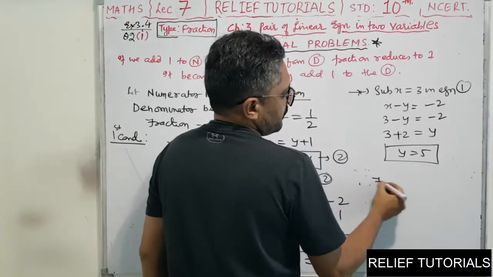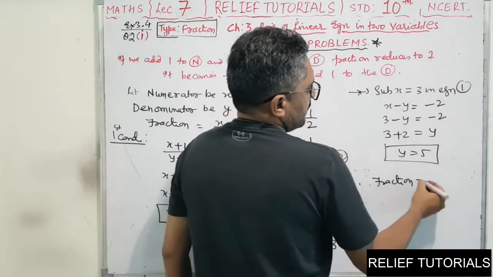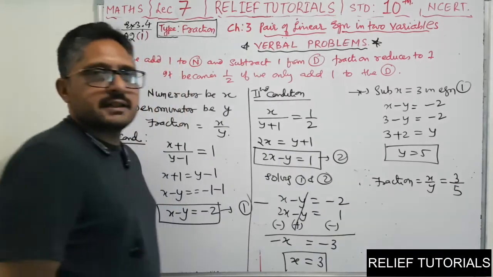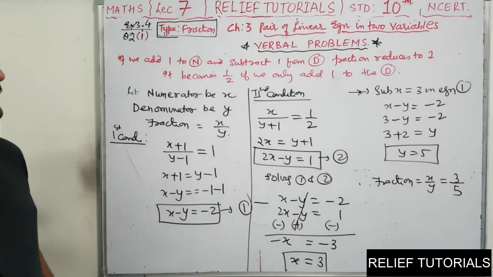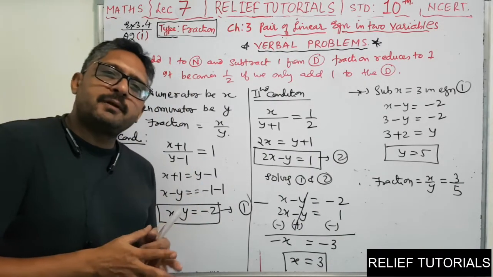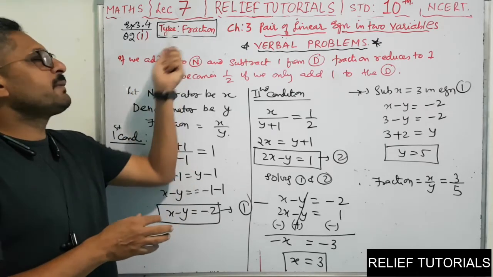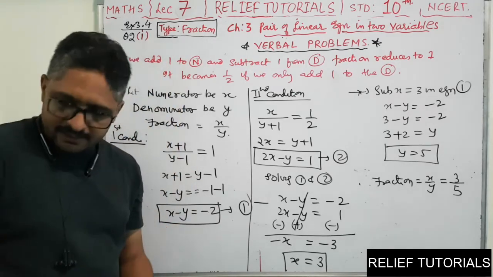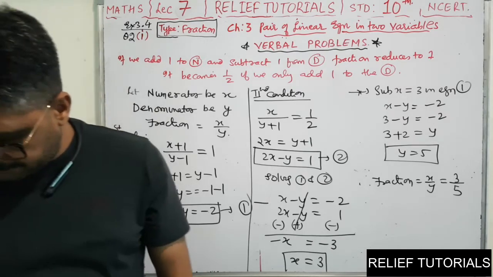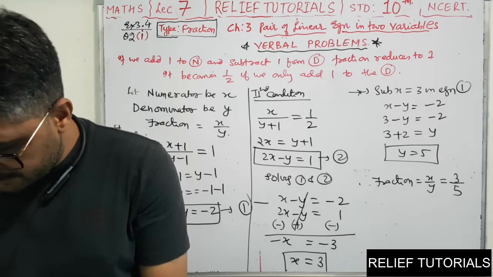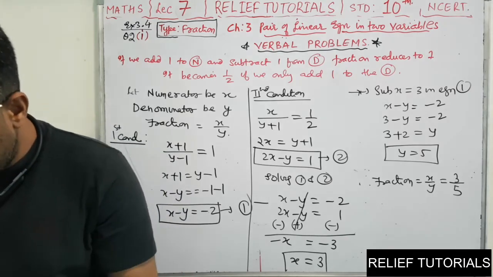So therefore the fraction x upon y is 3 upon 5. This is our required fraction. Got it? Same stereotypic problem. So I am doing all the problems which are related to fractions. The type of our problem is fraction. Clear? So this we have done, fraction. Now one more problem we will do related to fraction. Clear?